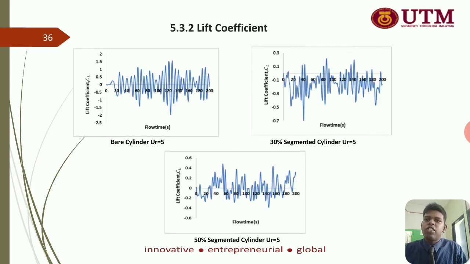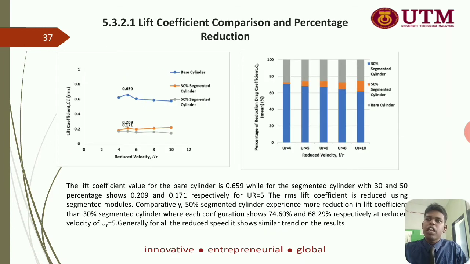Next is the lift coefficient graph extracted from ANSYS Fluent for the bare cylinder and segmented cylinder at the reduced speed of 5. Lift coefficient comparison and percentage reduction. The lift coefficient value for the bare cylinder is 0.659, while for the segmented cylinder with 30 and 50% it shows 0.209 and 0.179 respectively. For UR equal to 5, the RMS lift coefficient is reduced using segmented modules.